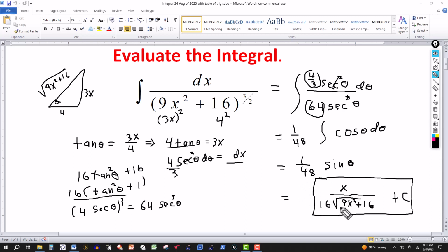So final answer then, we can rationalize the denominator here. I'm just going to leave it like that. x over 16 times the square root of 9x squared plus 16. I'll make it a little bit clearer here.